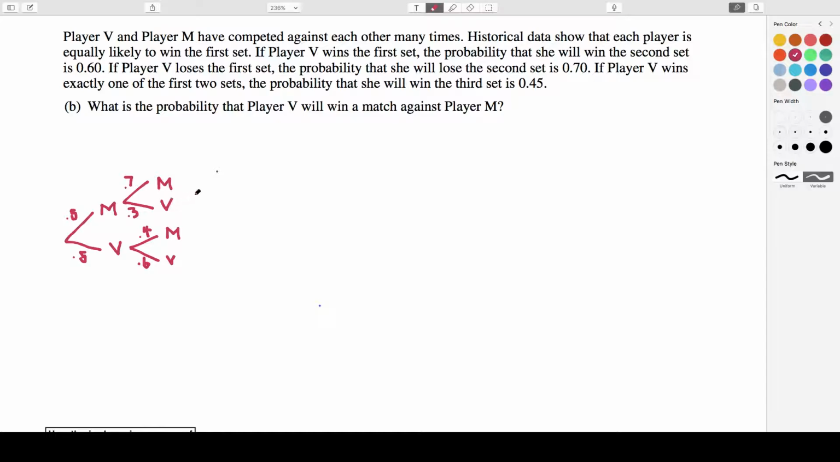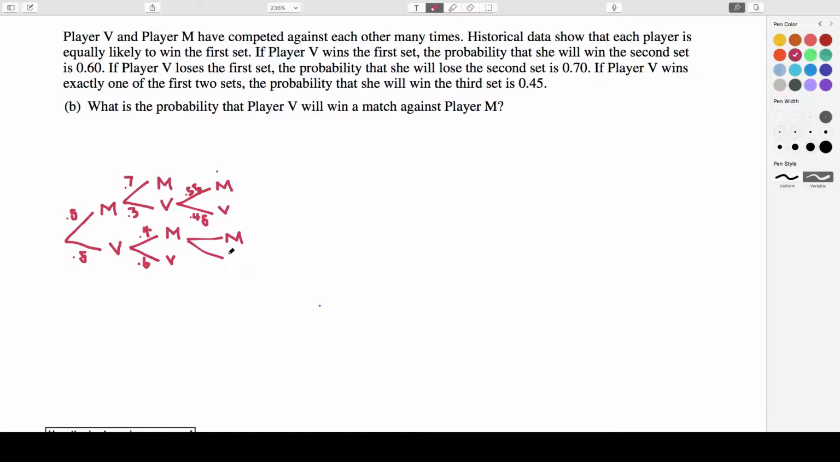If player V wins exactly one of the first 2 sets, so that would be here, she won one of them. So if she wins exactly one, the probability she'll win the third is 0.45, meaning the probability she'll lose the third is 0.55. Does that occur somewhere else? Right here, right?